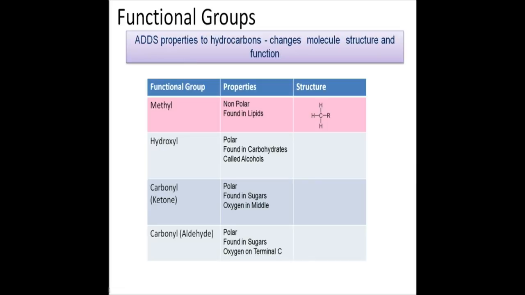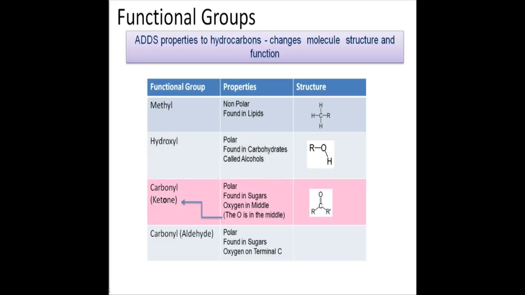So as I go through these, I'm going to talk a little bit about them. Methyl groups, very important when we get to gene expression. However, these are nonpolar. They are mostly going to be found in lipids right now. We will look at them a little bit more specifically when we get to gene expression in a later course. Hydroxyl, normally an OH group. These are polar, found mostly in carbohydrates, and they are usually compounds known as alcohols.